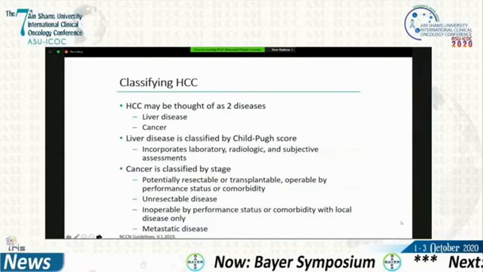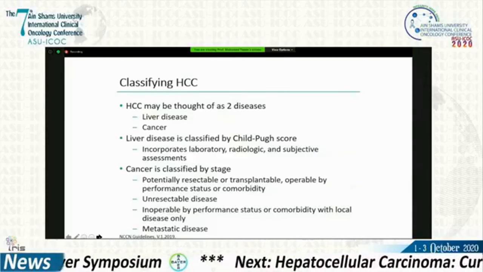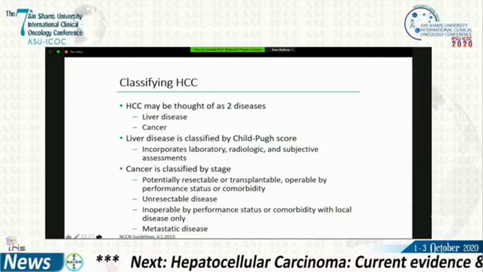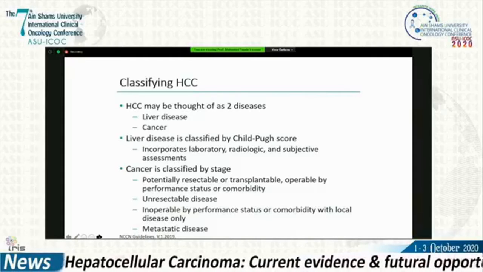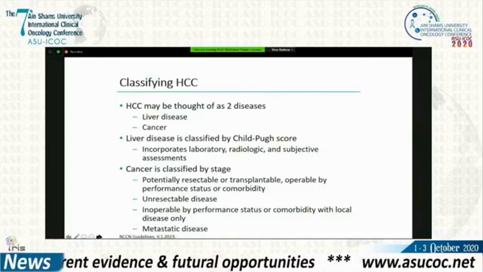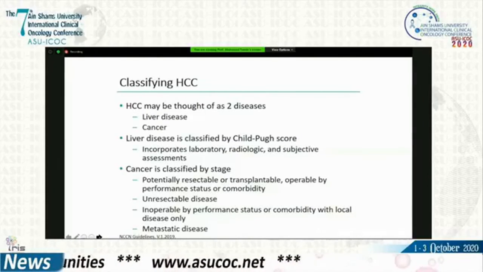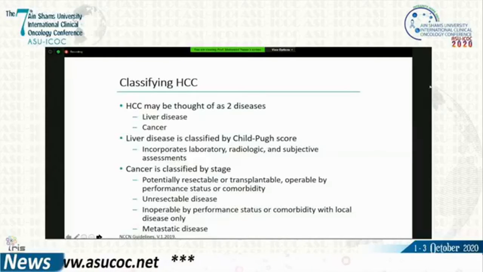Classifying HCC: two diseases, liver disease and cancer. Liver disease is classified by Child-Pugh score, which incorporates laboratory, radiological, and subjective assessment. Cancer is classified by stage: potentially resectable or transplantable, operable by performance status or comorbidity, unresectable disease, inoperable by performance status or comorbidity with local disease only, and metastatic disease.